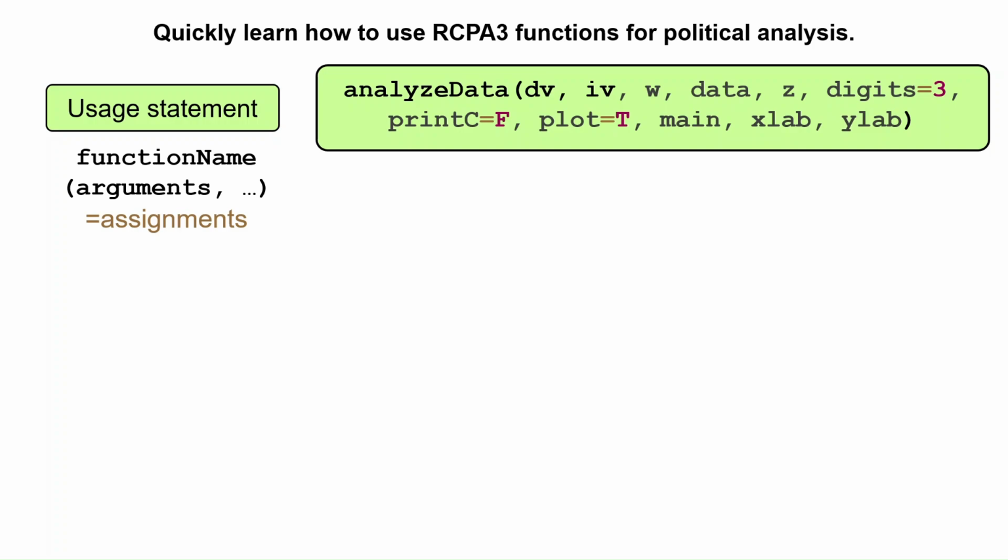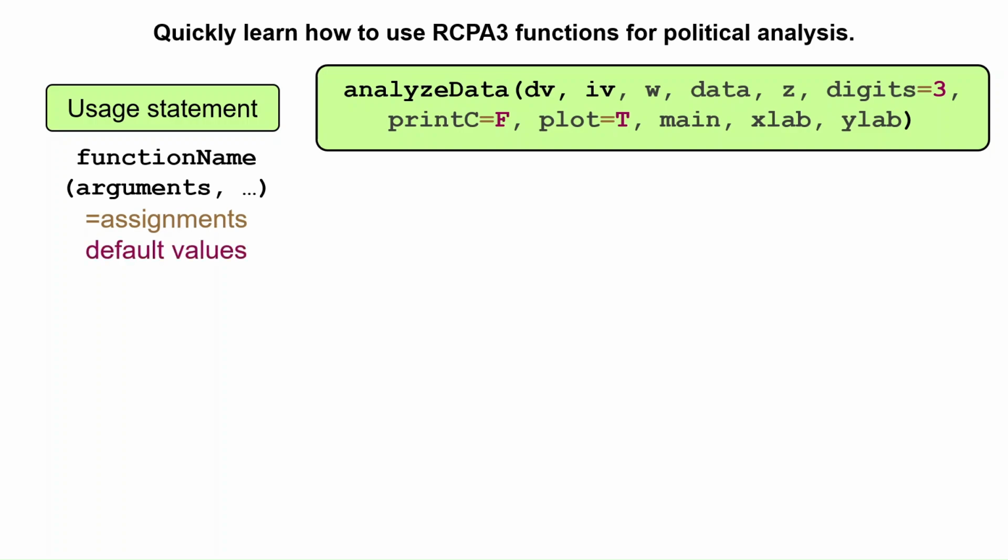The function usage statement shows any assignments that are made by default. The assignment operator is an equal sign, so you can see that digits is set equal to 3 by the usage statement having the keyword digits, then the equal sign to assign the value of digits to the value of 3. The equal sign is the assignment operator that's used within functions.